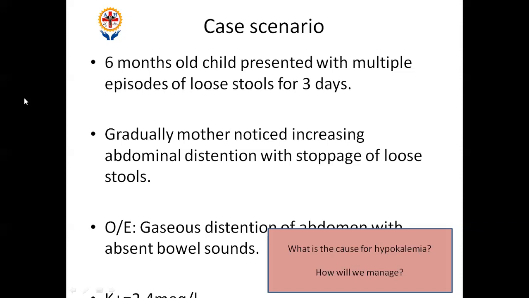So we're going to manage this child now. 2.4 with paralytic ileus. Oral potassium supplementation? Not when you don't have bowel sounds. So IV supplements. How to give IV?